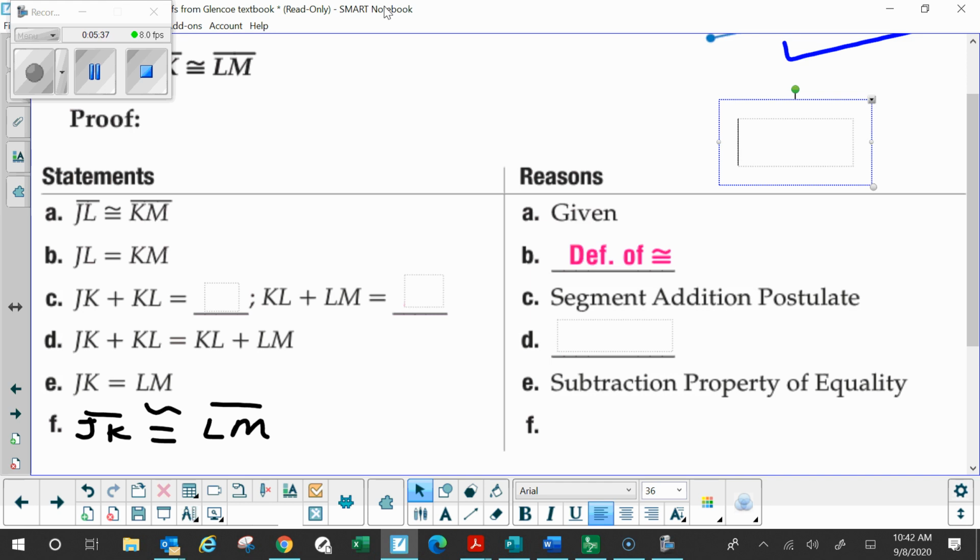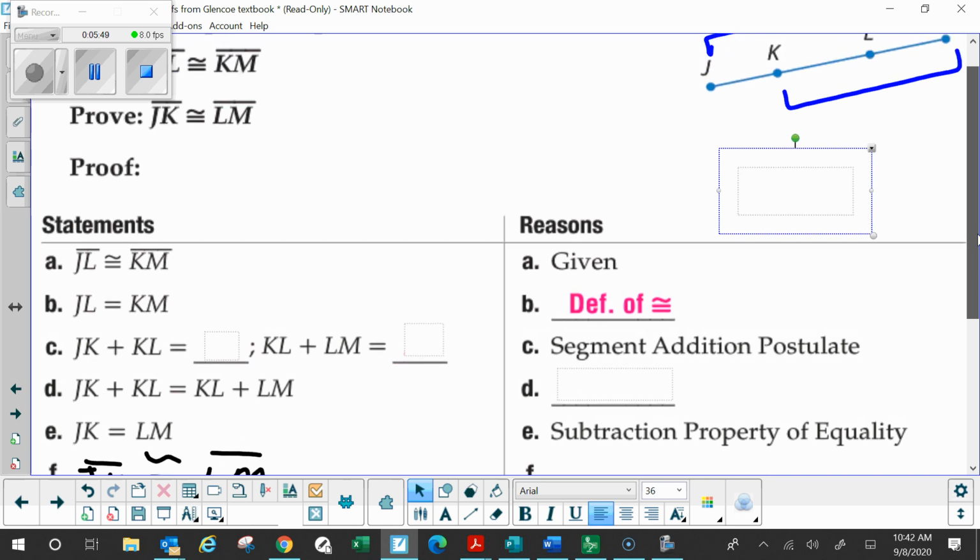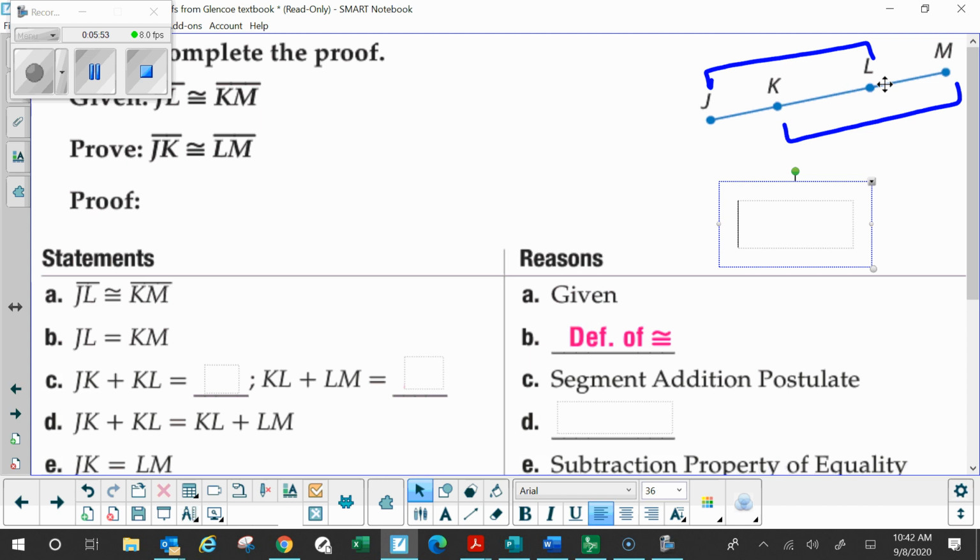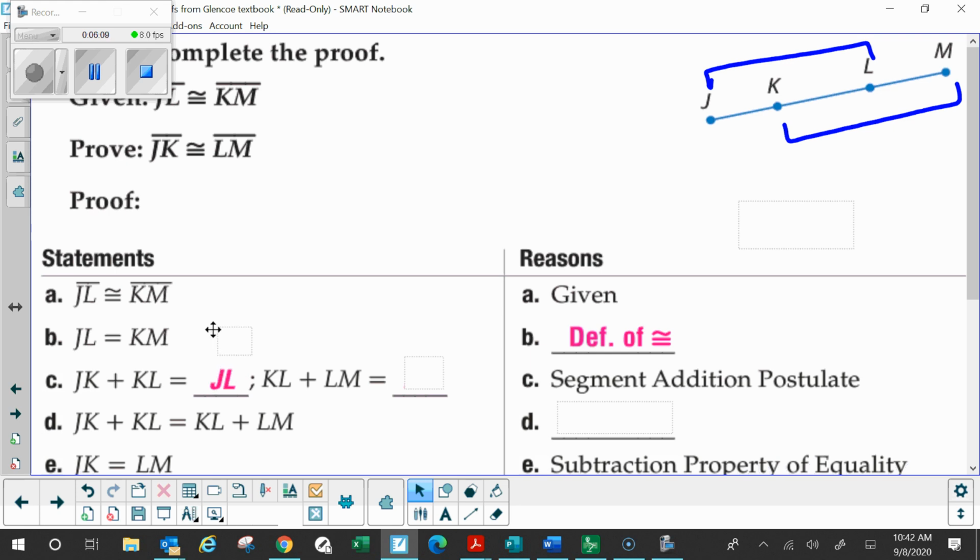So we're at B. Let's go to C. It says JK plus KL. JK plus KL equals the entire thing, which is JL. So what would go in the missing spot here? JL. And then if you're using the segment addition postulate for the other segment, KL plus LM equals what? KM.